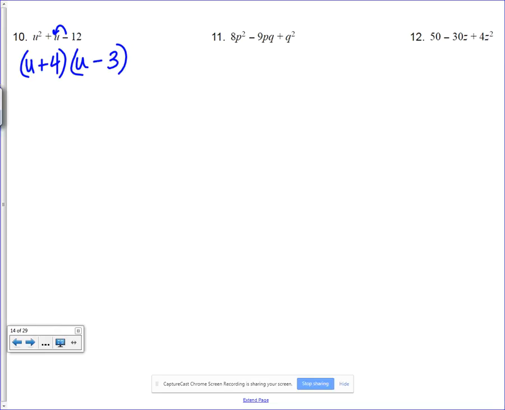Let's go to number 11. Is there a GCF? No GCF in number 11. How many terms? So you know what to make. Do I need to write a 4-term problem? Yes. Multiply your first, what's in front of this Q, and last terms, what do you get? You get 8. You need factors of 8 that will add to 9.